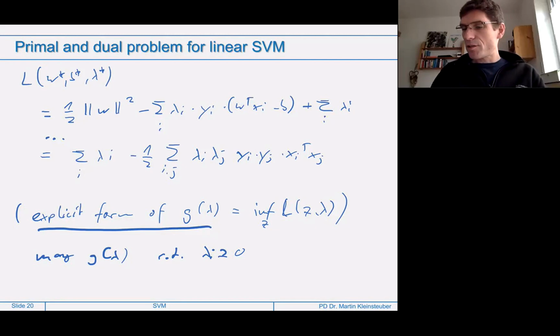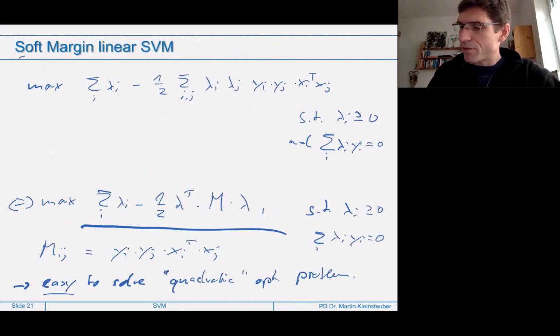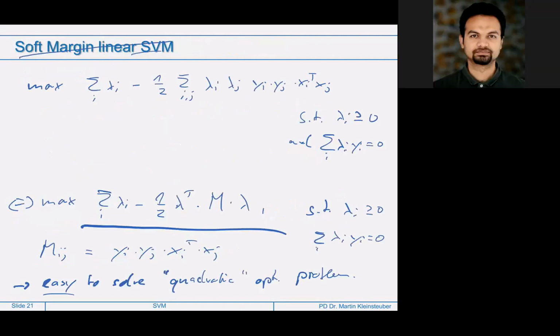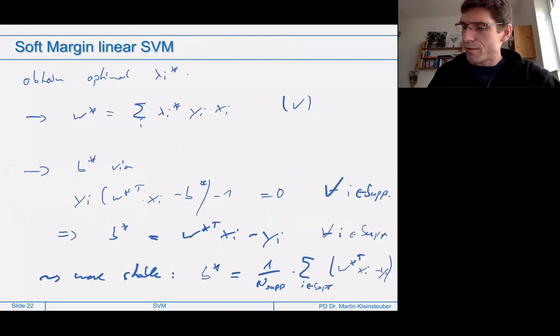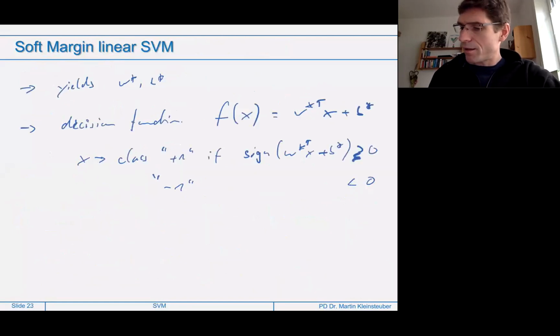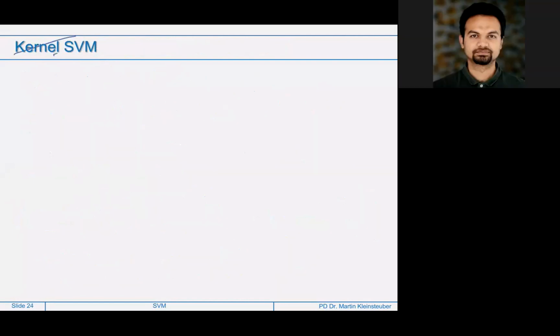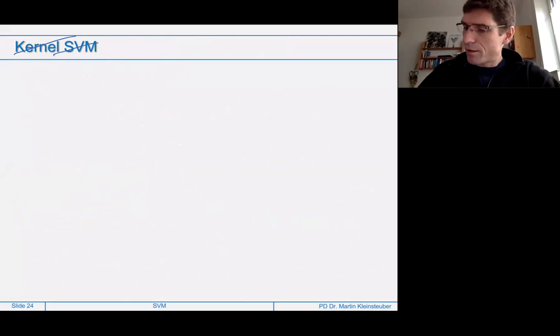Okay, I just saw that I was somehow miscalculating the slides, at least the title of the slides, because this here, of course, is not yet the soft margin SVM. It's still the primal and dual problem for linear SVM. Same here, and same here, right? So don't get confused, because the soft margin linear SVM is something that we discuss now.